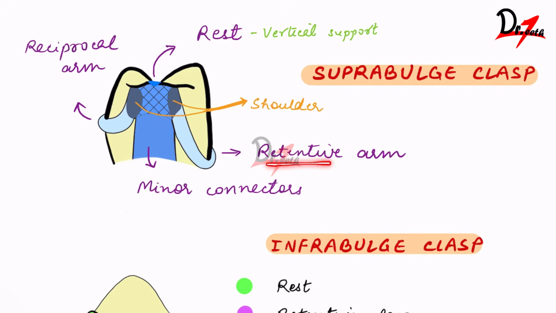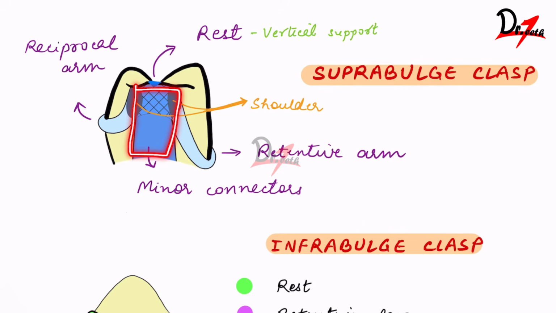Then we have the retentive arm. We have talked about it a while ago. This is the portion of the clasp that goes apical to the height of contour. And these retentive arms, they can be either suprabulge or infrabulge. So it depends on their approach. Either it is approaching from top to bottom, or it is approaching from bottom to top, meaning apical to occlusal, right? So this is the retentive arm.